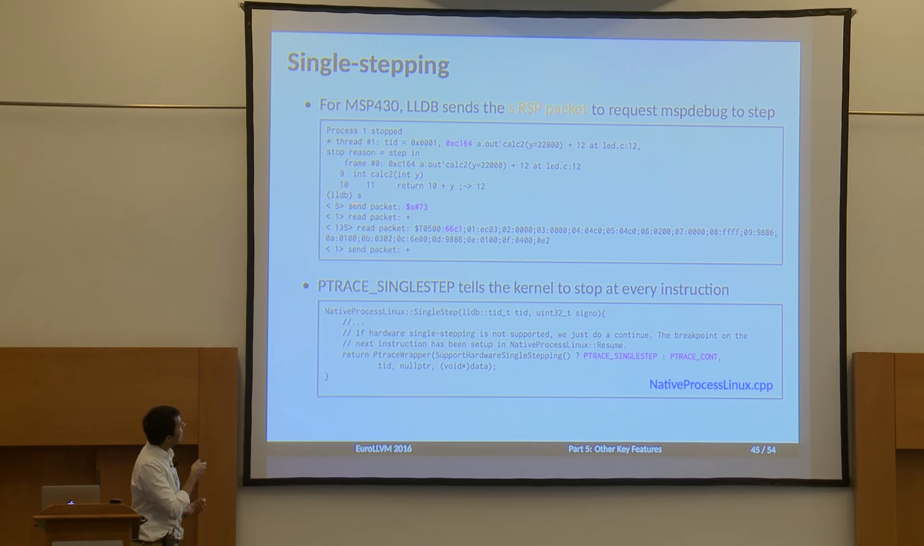The user types in S, LLDB sends the S packet, and we get this packet back from MSP debug saying, hey, I've stopped at C166, which is obviously 2 bytes after that. And so that's how single stepping works, very, very simple.